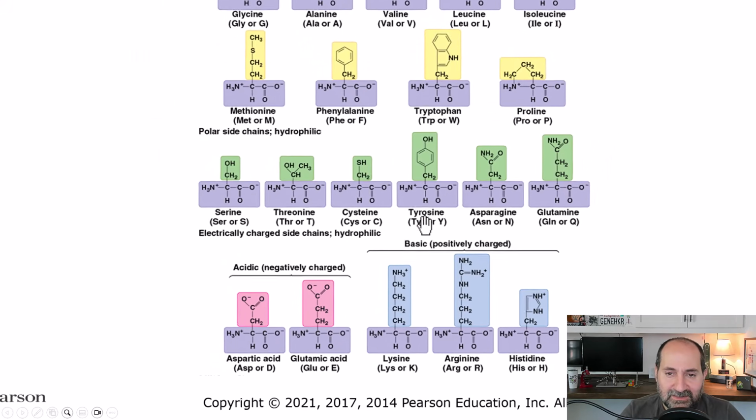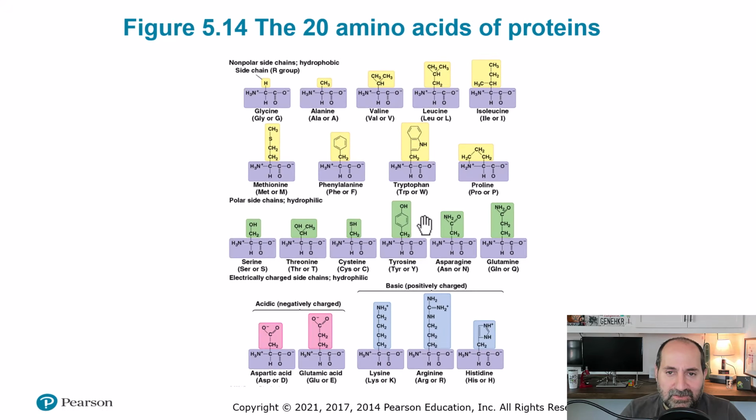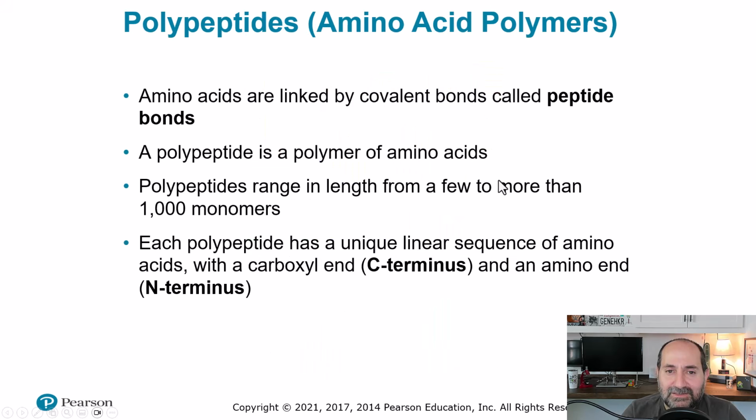So you see, this is why the 20 amino acids are laid out like this. They have the purple part because they all share the same backbone. And then they have different colors of R group because they have non-polar in yellow, polar in green, acidic in pink, and basic in blue, right? So these are the 20 naturally occurring amino acids. And remember, these are the monomers which get linked together to form polymers of proteins, of polypeptides.